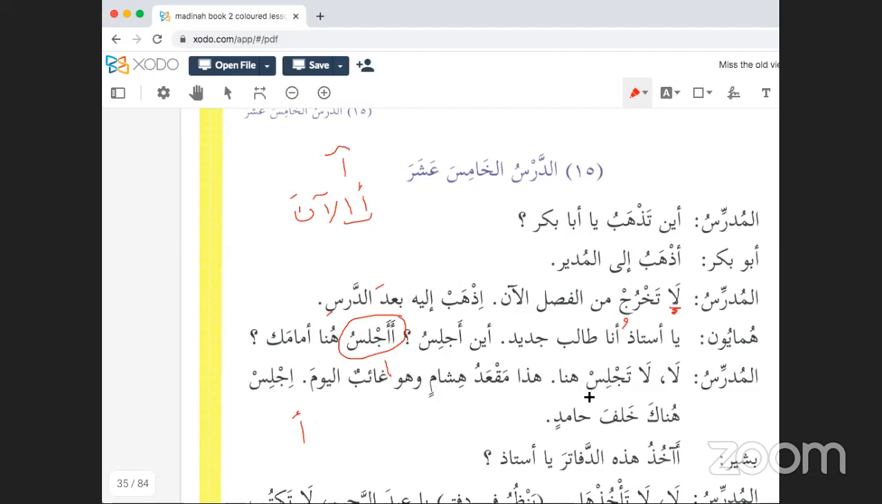Barakallah feek. So where's the example of la and nahiya? لا تجلس. Barakallah feek. أحسنت. He said, لا تجلس هنا. هذا مقعد هشام. What's the meaning of this word? مقعد.